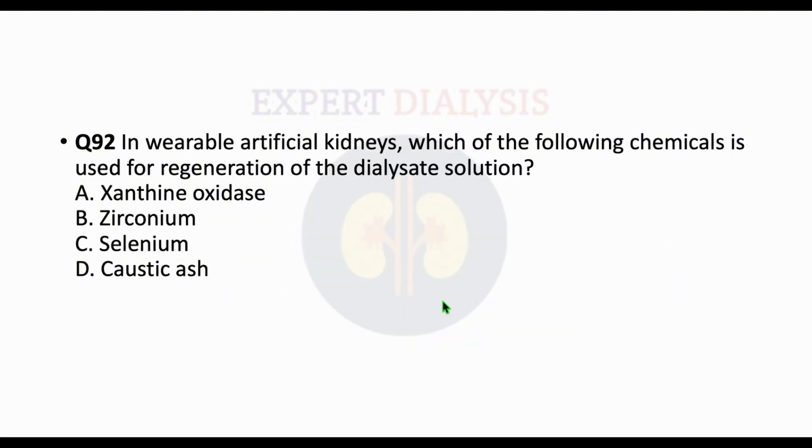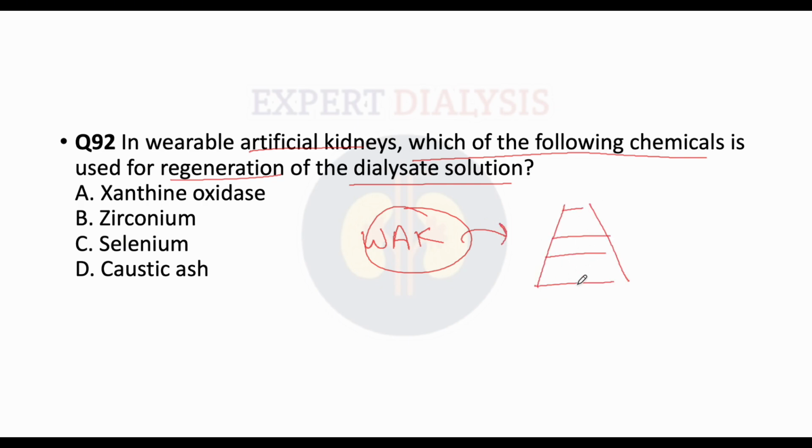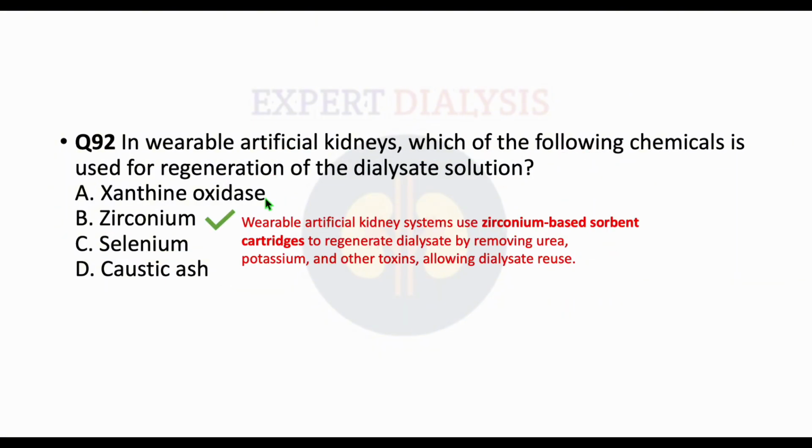Moving ahead to the second question, it says, in a wearable artificial kidney, which of the following chemicals is used for regeneration of dialysate solution? A wearable artificial kidney has many compartments and many elements present in it, but the major element that is responsible for the regeneration of dialysate is, so we have 4 options here. First one is xanthine oxidase, option B is zirconium, option C is cilium, and option D is caustic ash. So the right answer will be zirconium.